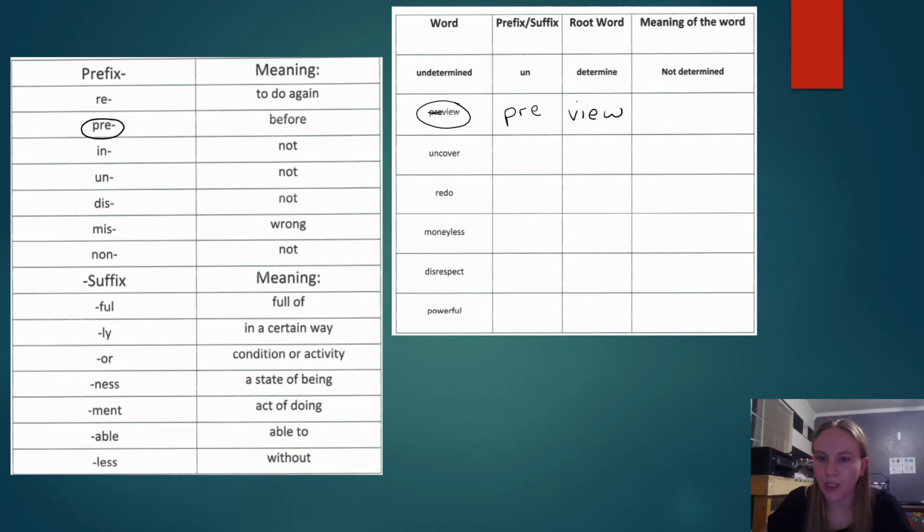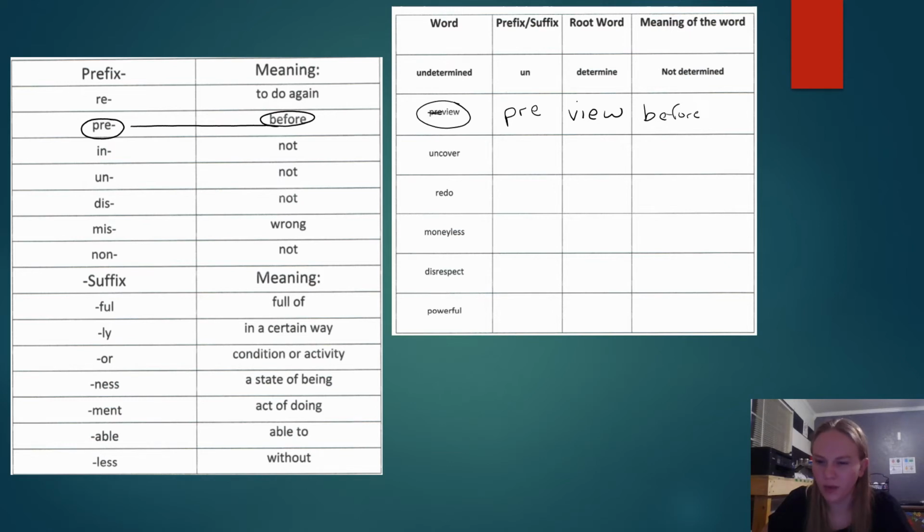Now we have to find the meaning. Well, how do we find the meaning? We have to use our chart. So we're going to look at our prefix. We determined that P-R-E is our prefix for the word preview. Well, we're going to go find it on our chart again, P-R-E. And we're going to go straight across. In this word right here, before. So pre means before. So I'm going to come over here where it says preview, and there's an empty space right here under meaning of the word. So I'm going to write before.